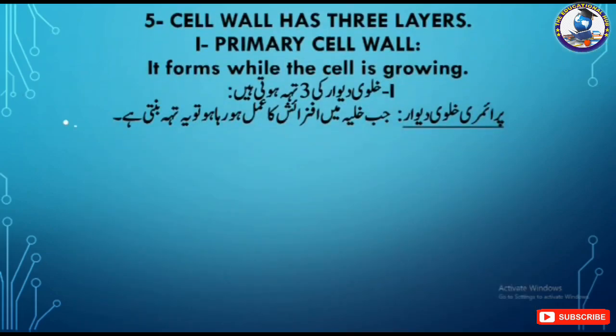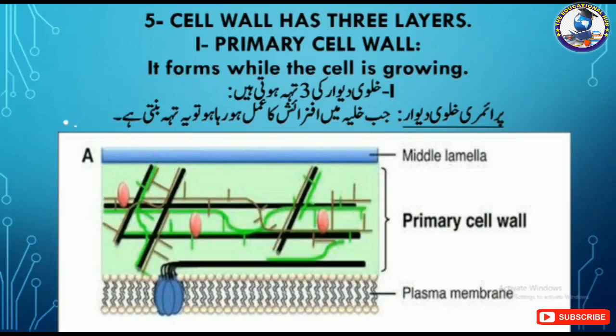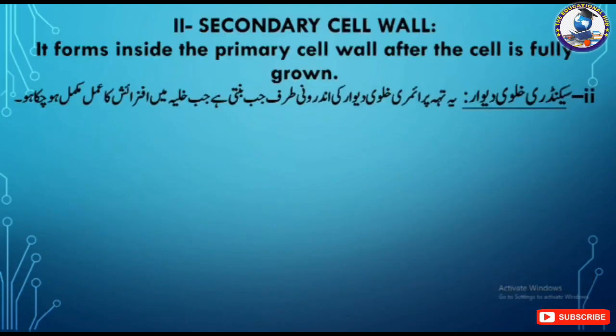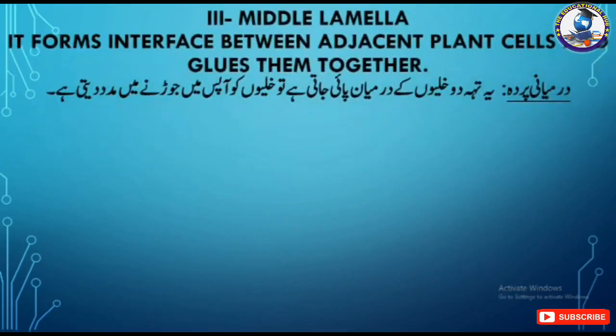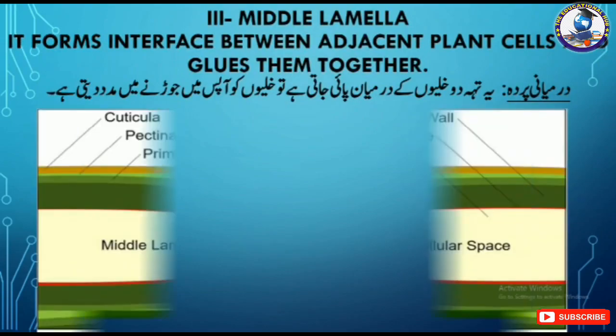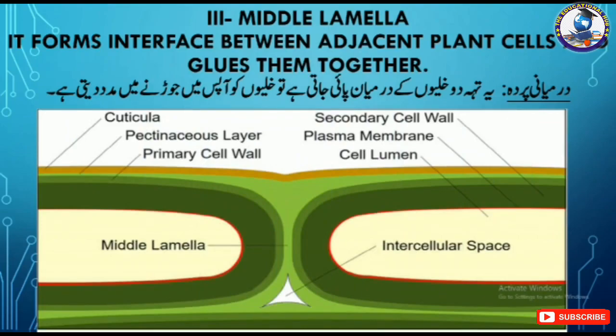Cell wall has three layers. Number 1, primary cell wall. Primary cell wall forms while the cell is growing. The second layer is secondary cell wall. It forms inside the primary cell wall after the cell is fully grown. The third and the last layer is middle lamella. It forms an interface between adjacent plant cells and glues them together.